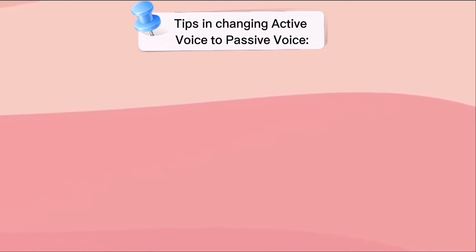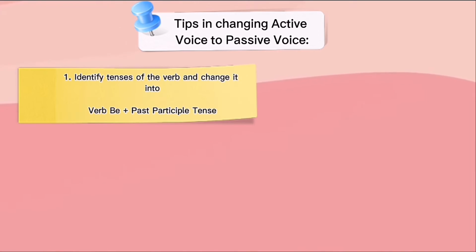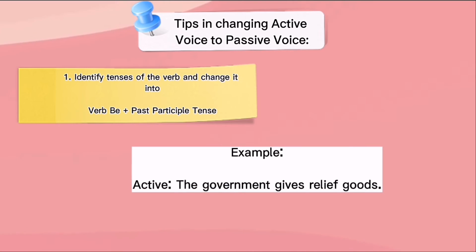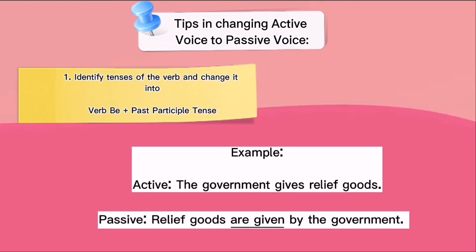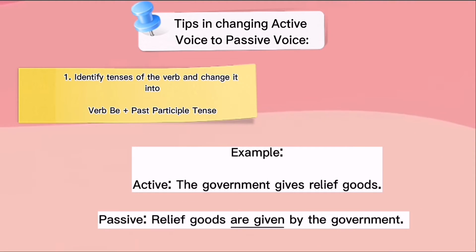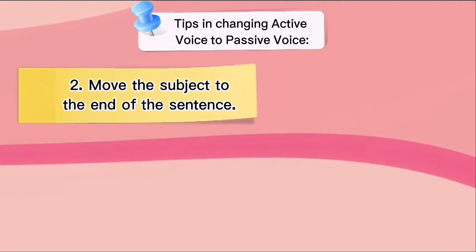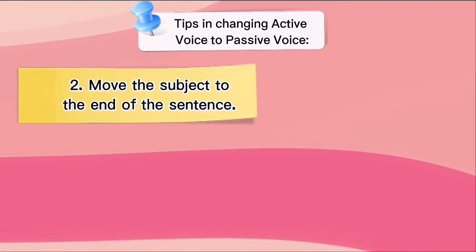Tips in changing active voice to passive voice. Number 1. Identify tenses of the verb and change it into verb be plus past participle tense. Example, when it is in active voice, the government gives relief goods. When we change it into passive voice, it becomes relief goods are given by the government. Number 2. Move the subject to the end of the sentence.